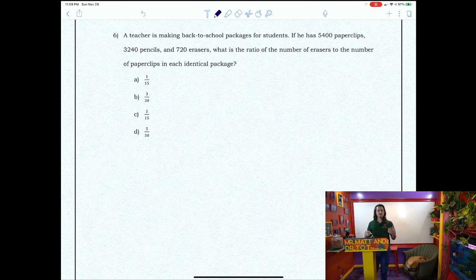So again, we're taking values and splitting them into equal groups. So we want to find the GCF of all of these individual amounts of items. So we have 5,400, we have 3,240, and we have 720. So 5,400 will break down into 54 times 100. 54 will break down into 9 times 6. 9 breaks down into 3 times 3, and 6 breaks down into 2 times 3. 100 will break down into 10 times 10, each of which breaks down into 2 times 5.